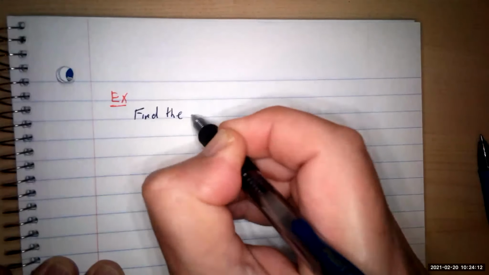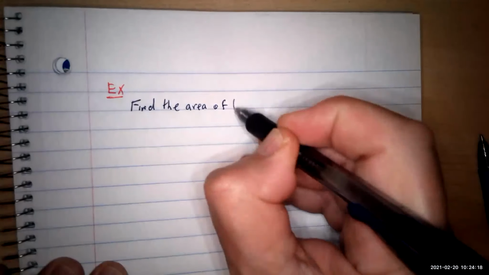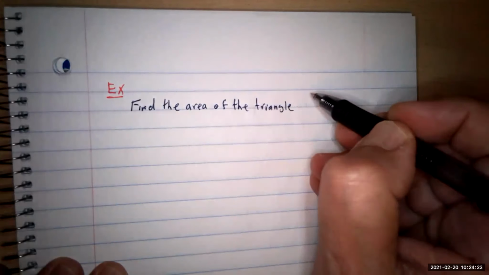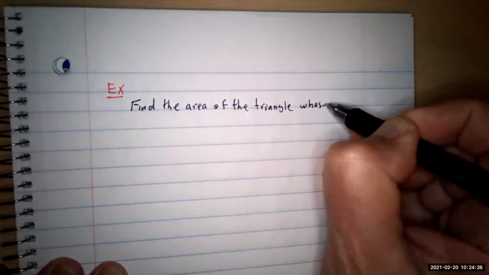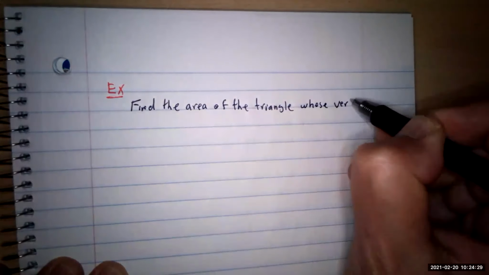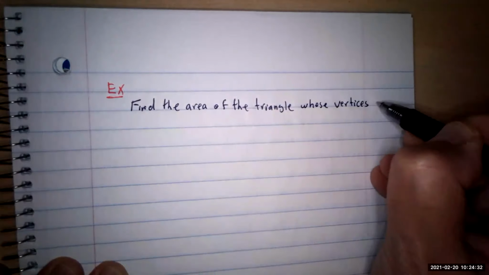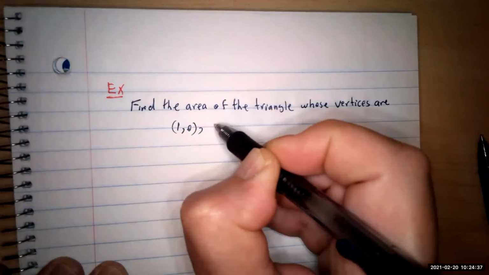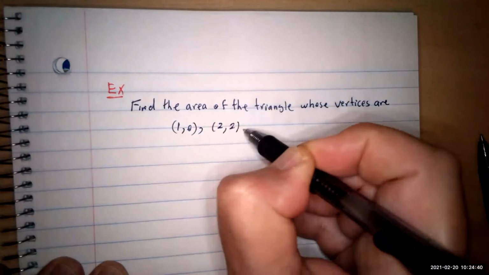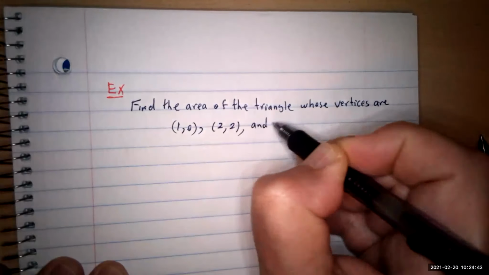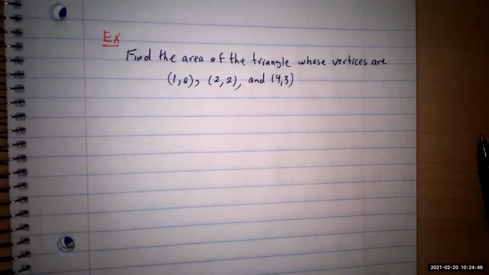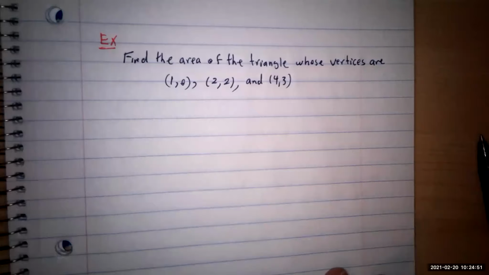Find the area of the triangle. Area of a triangle whose vertices are given to you. The vertices are (1, 0), (1, 2), and (4, 3). See, that's how we are going to give you the problem. It's 3 cases and we put all 3 in one problem.